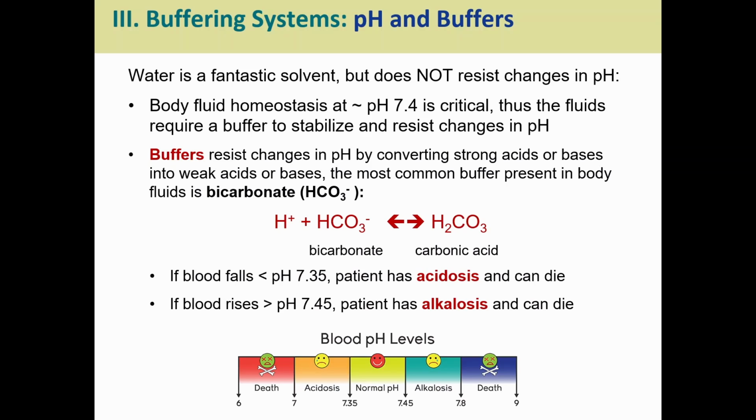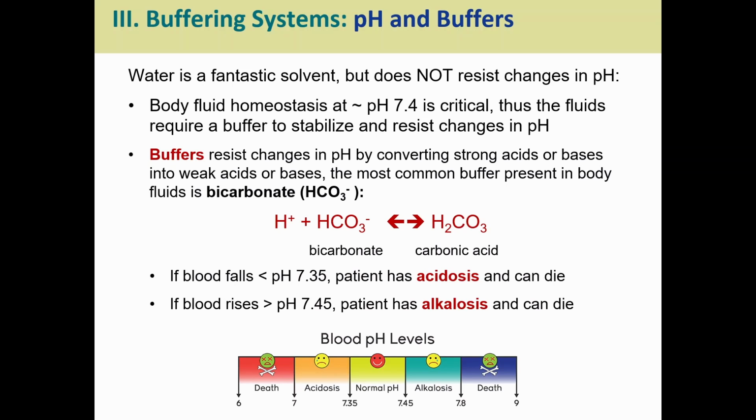When we look at our own body fluids, homeostasis is maintained at a pH of about 7.4, roughly, give or take a little bit. And so we need buffers to stabilize this pH so that we can stay around the 7.4 and not have wild changes. So buffers resist this basically by taking those strong acids or bases and converting them into weaker acids and bases.